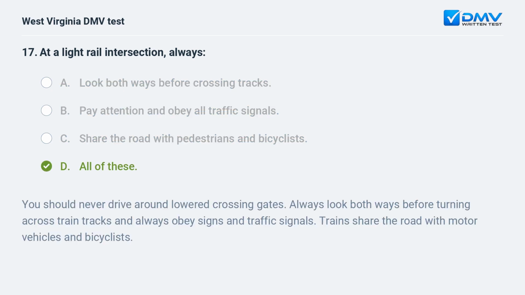D. All of these. You should never drive around lowered crossing gates. Always look both ways before turning across train tracks and always obey signs and traffic signals. Trains share the road with motor vehicles and bicyclists.